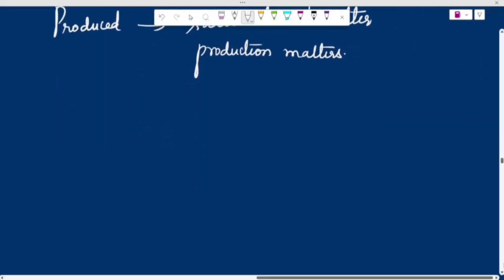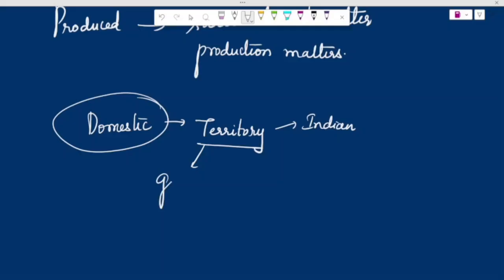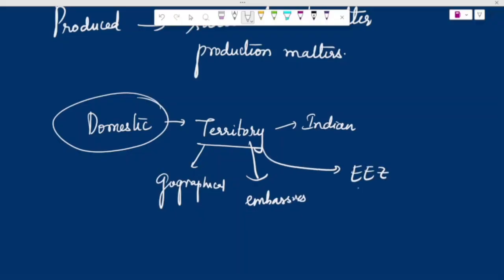So we are speaking about domestic. It is nothing but it should be produced in our territory, in our Indian territory. If it is produced in Indian territory, then it is called GDP of India. Okay. So this territory can be geographical territory, embassies, exclusive economic zone in coastal areas, right?